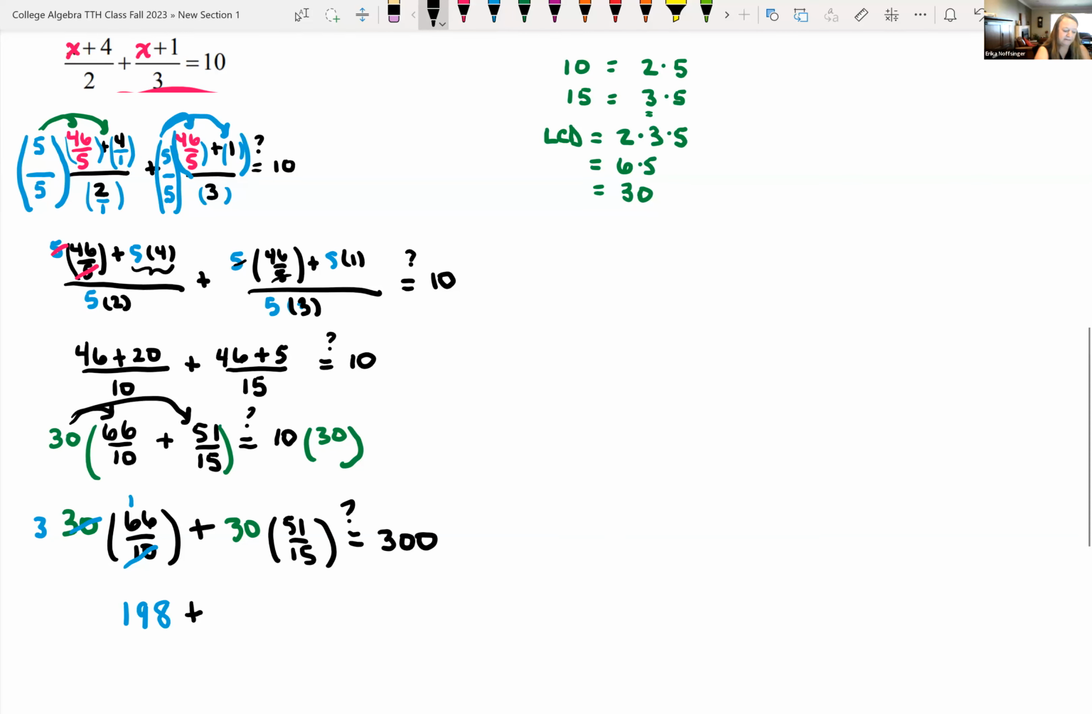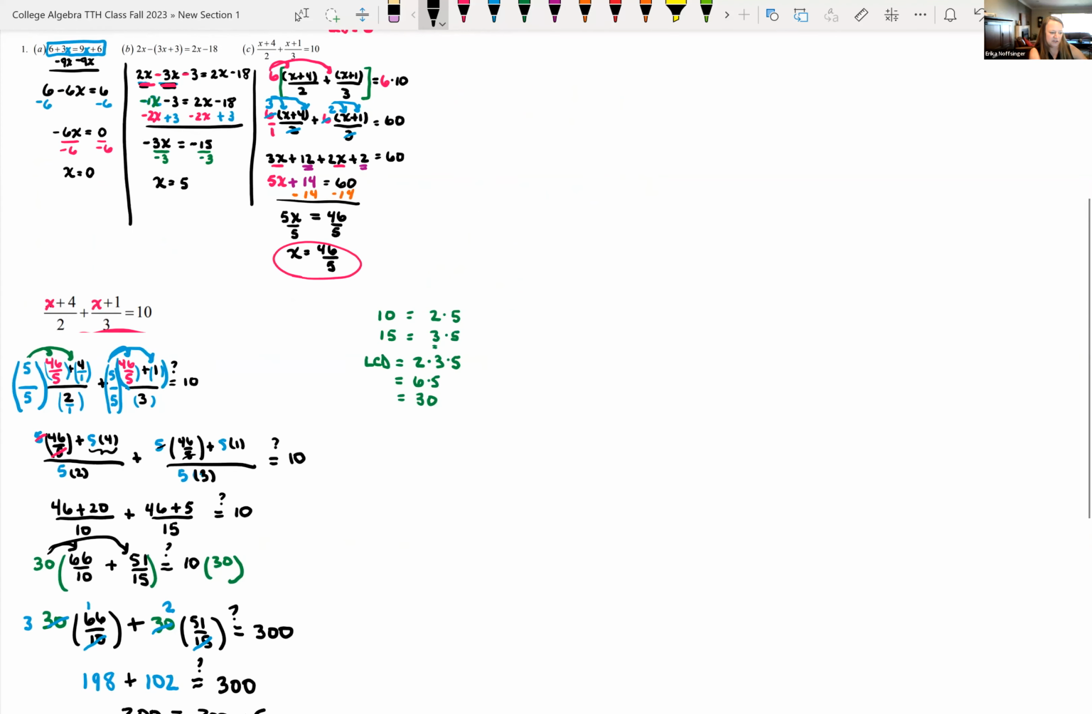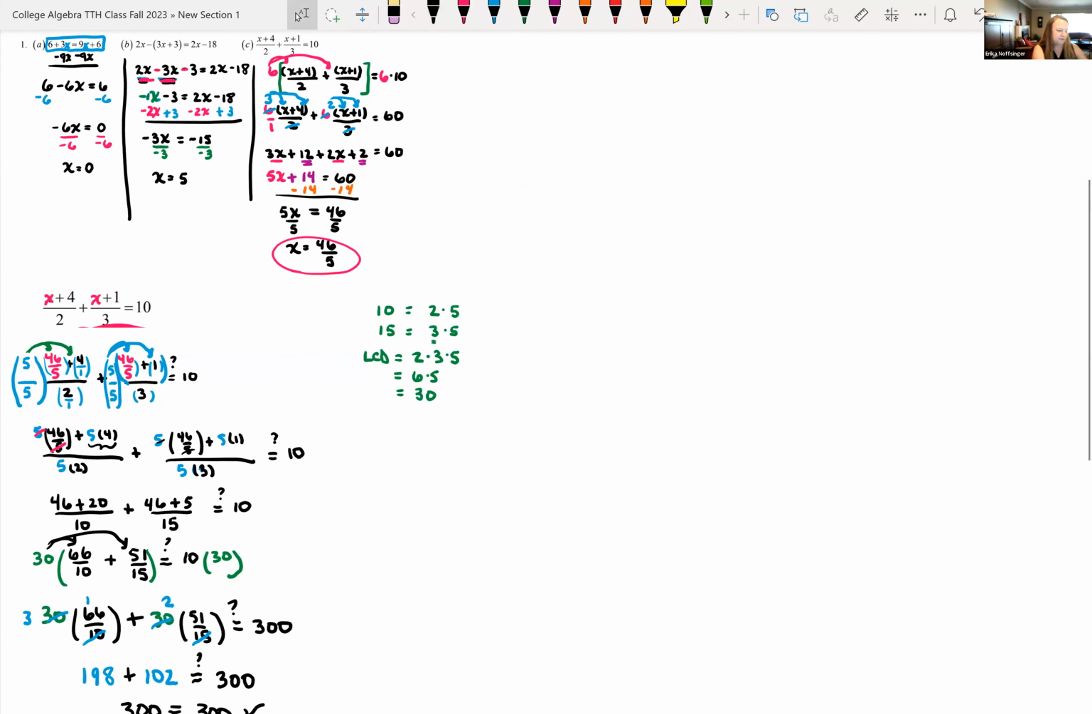okay, well, let's simplify here. 15 goes into 30. 15 goes into itself once and 30 twice. So I technically have 2 times 51 left. 2 times 51 is 102. Is this equal to 300? Yes, it is. So 198 plus 102 is 300. 300 equals 300. So we checked our results and showed that the solution we found was true to that equation.